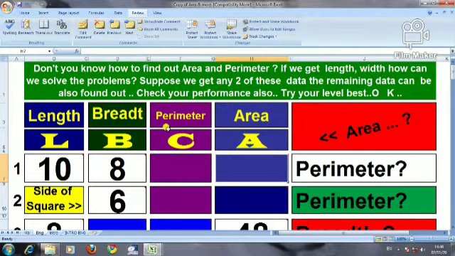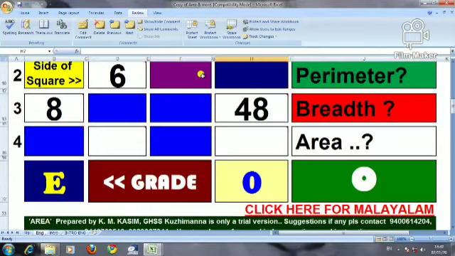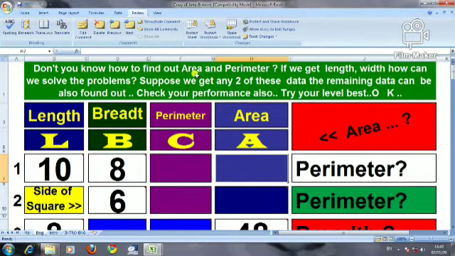Now here is the worksheet for you. Let's go through the instructions first. Don't you know how to find out area and perimeter? If we get length and width, how can we solve the problems? Suppose we got any two of these, the remaining data can also be found out. How? Check your performance also. Try your level best. Okay, that's all about the instructions.